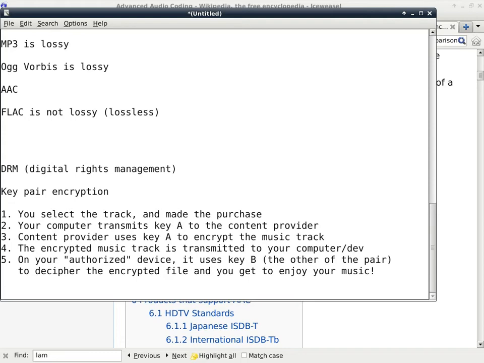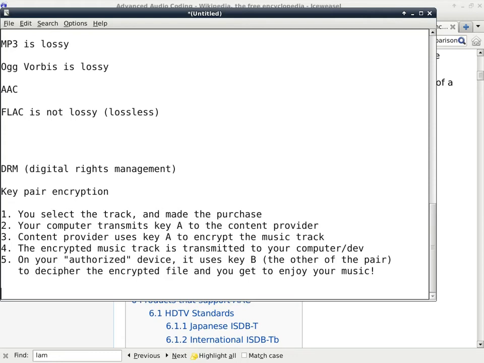So the question now is, why can't I access key B and make it available to my other devices and transmit it to all my friends, so now we can share music again? That is the question. Does anyone have the answer to that? Is it using a device ID to identify the device? It's inside the device, but it's not the device ID.